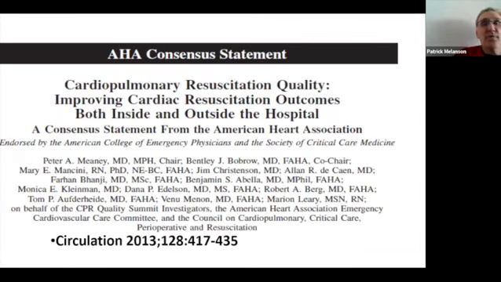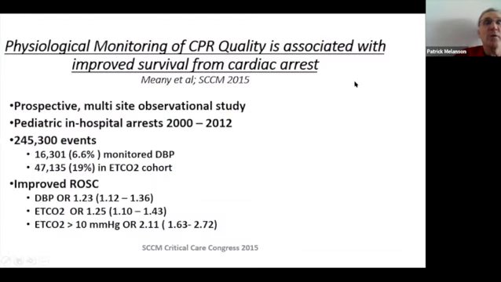This concept was first endorsed, I guess, by the AHA in this document from 2013, where they stated that for in-hospital arrests, certainly in a monitored setting, you should be aiming or considering using physiologic monitoring. My computer is not advancing now. I'm not sure why. Here we go.